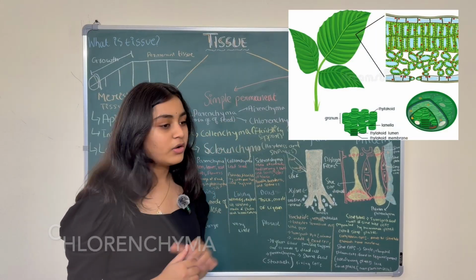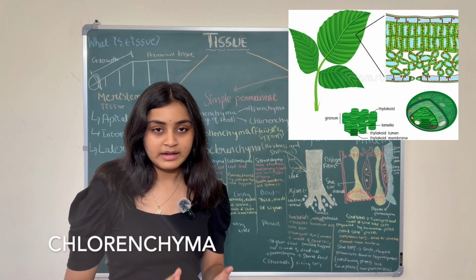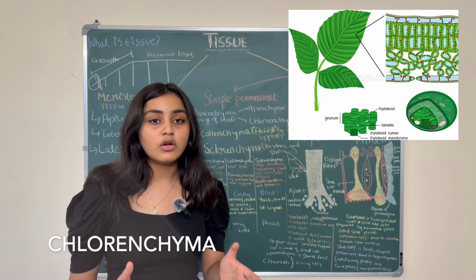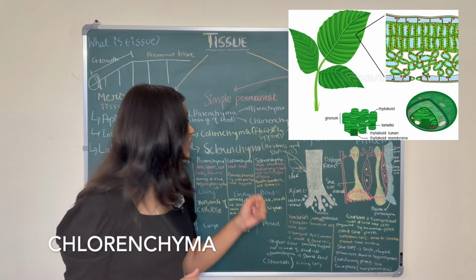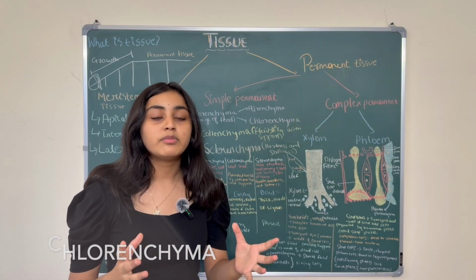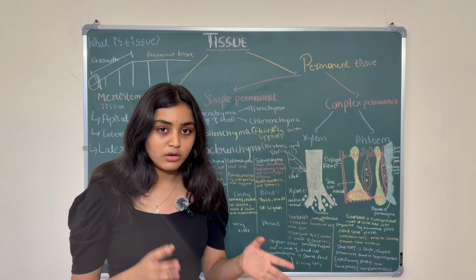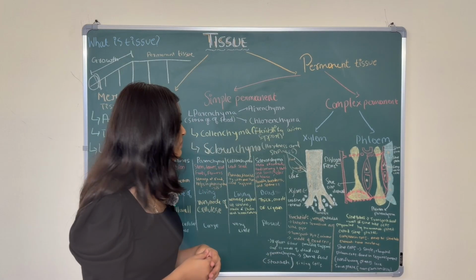Now moving on to chlorenchyma. Chlorenchyma is a type of parenchyma that contains chlorophyll and helps to perform photosynthesis. It is mostly found in leaves.